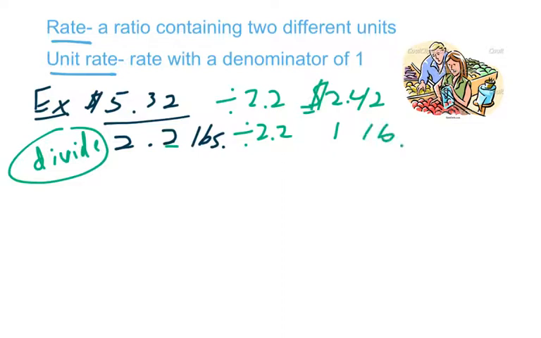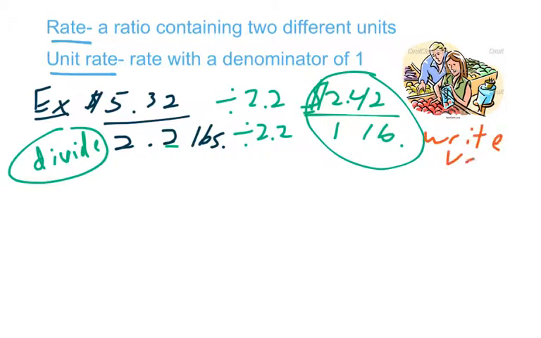So we wanted to divide, and then we want to write the units. I just like to show it this way to show that that denominator is 1. But really, for the unit rate, all you have to do is 5.32 divided by 2.2. And that would give us $2.42. But showing it this way reminds you the denominator is always going to be 1.